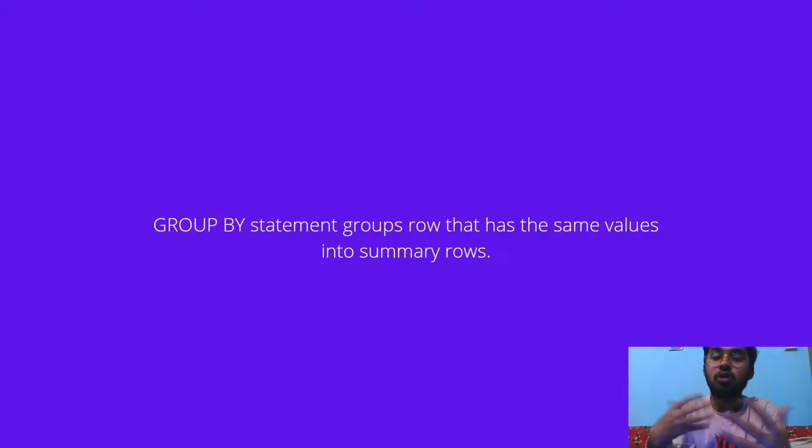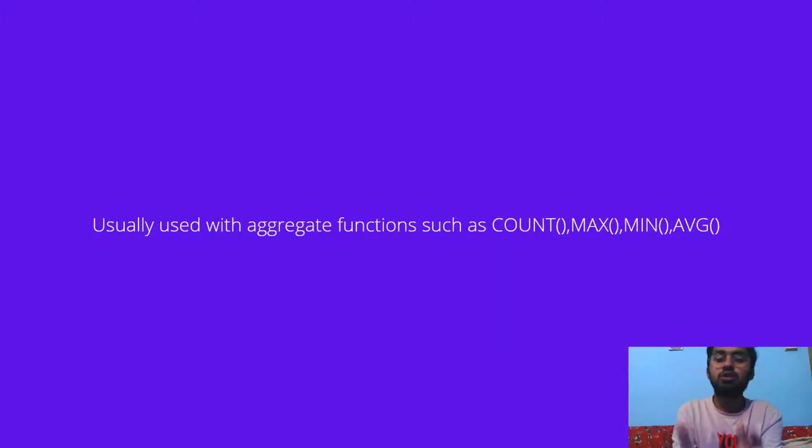You may not get the point right now, but I will show you how that works in the code, so you will understand this. The second point is that it is usually used with aggregate functions such as count, max, min, and average. So let's go to the code and see how things work here.